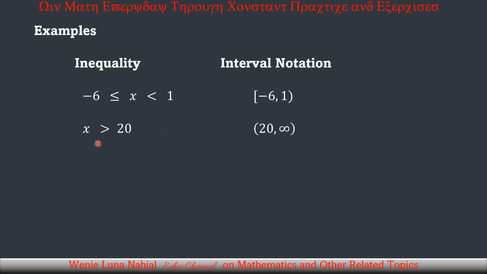Then we have here x is greater than 20. We have here an infinite open interval. So 20 is not included, but only the numbers greater than 20, because this goes to positive infinity. Although this has no sign of plus or positive, it is understood as positive.